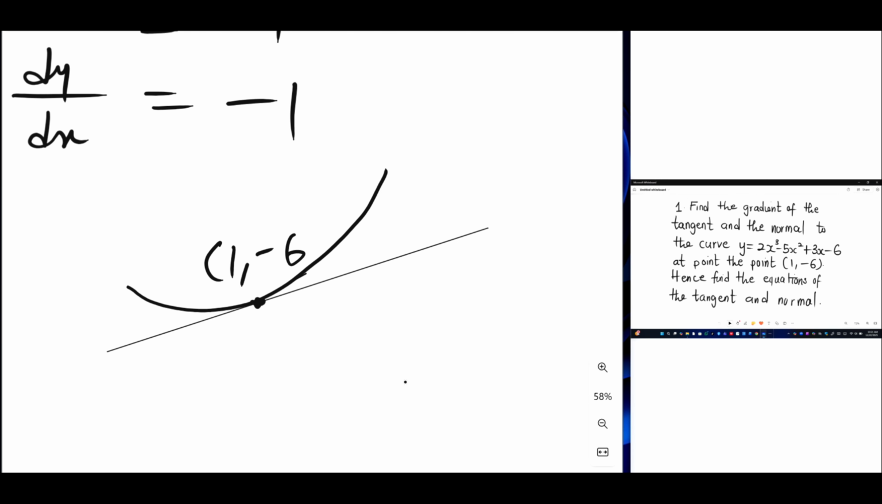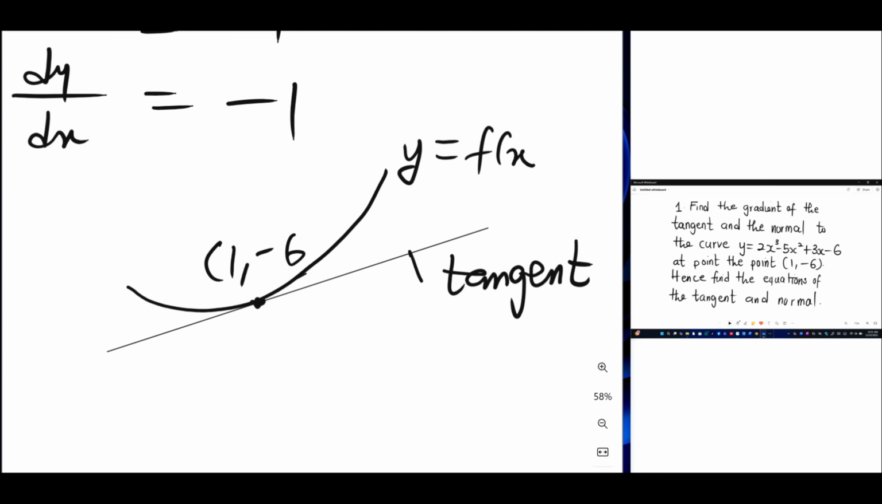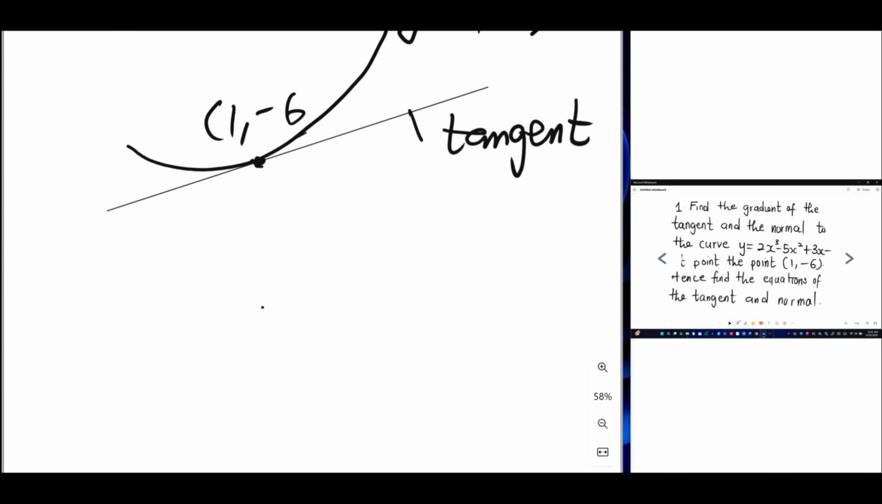Okay, so this is our tangent. This line becomes our tangent. Okay, and this is our curve. So our curve y is equal to f of x. So we know the function. I just don't want to repeat it. So since they meet at this point, the gradient of the curve that we have obtained to be -1 will be the same as the gradient of the tangent.